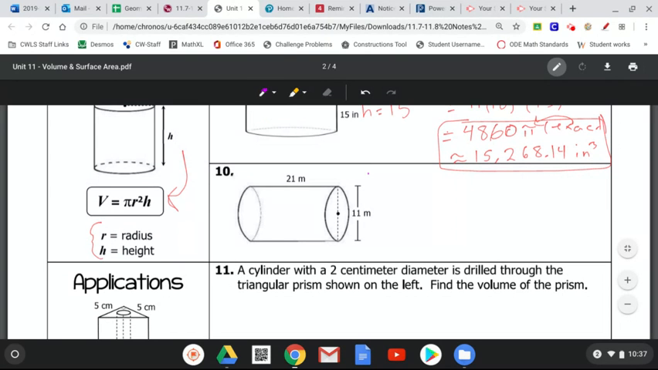Number 10, we got to find the radius. Well, here, a little bit tricky, I guess. They give you 11, which is going to be the diameter. It's the length from one side to the other through the center of the circle. So we just have to do 11 divided by 2, which gives us 5.5, which is the radius. So our radius is 5.5, and then the height is just going to be 21.